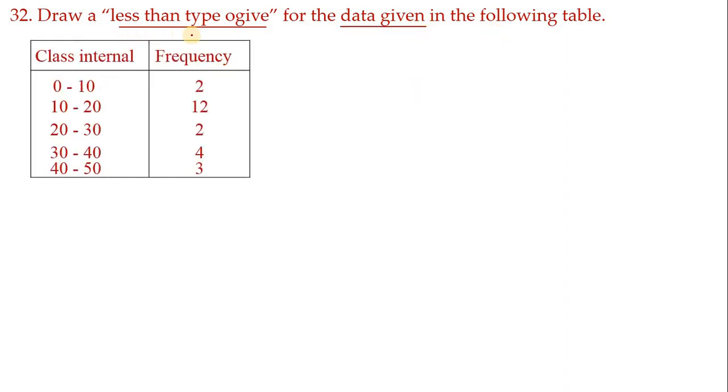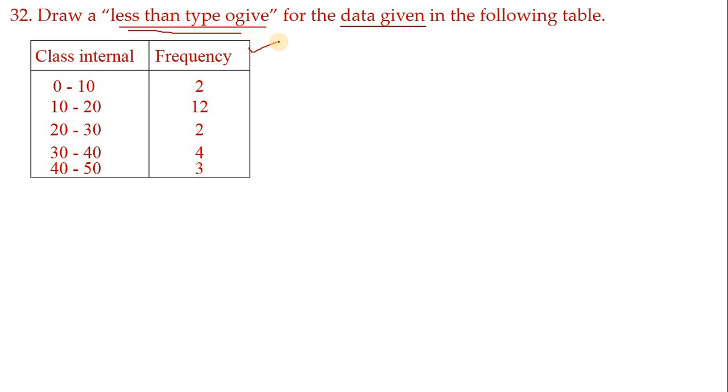Next, let us move on to another problem. 32. Draw a less than type ogive for the given data in the following table. So definitely you will get an ogive problem, either less than type or more than type. So practice well all these kinds of problems, children.